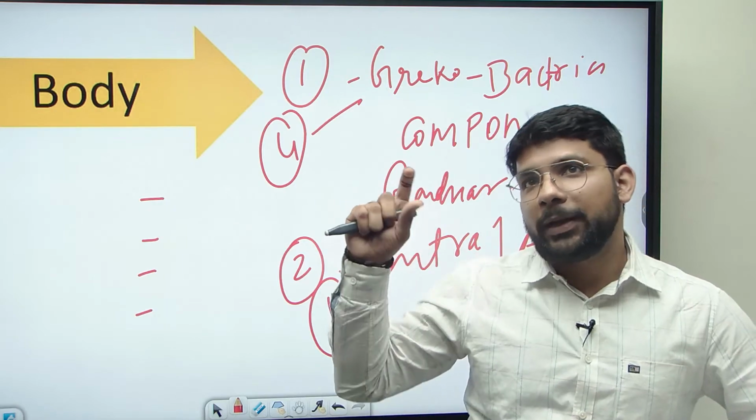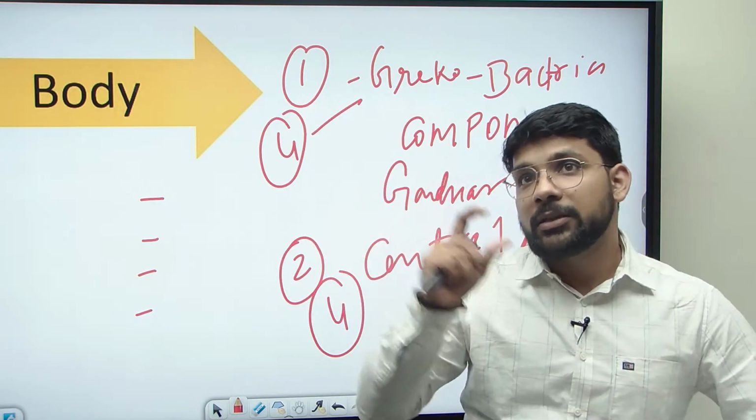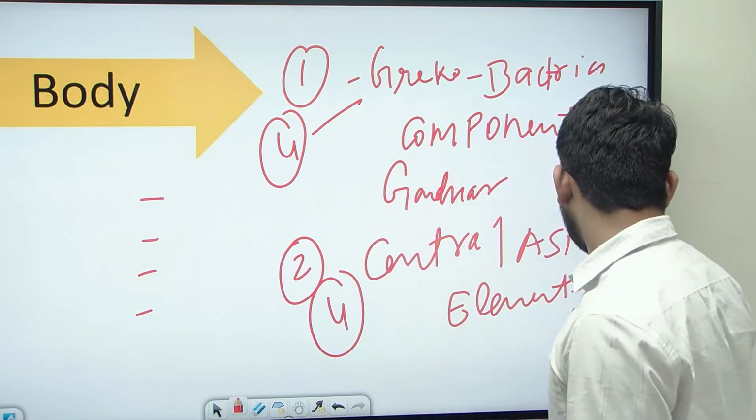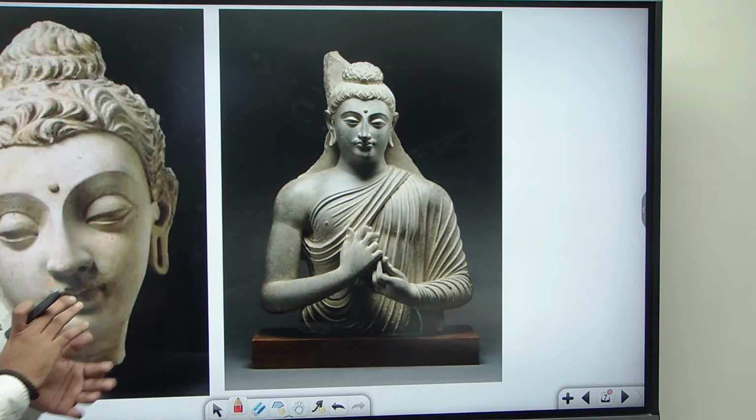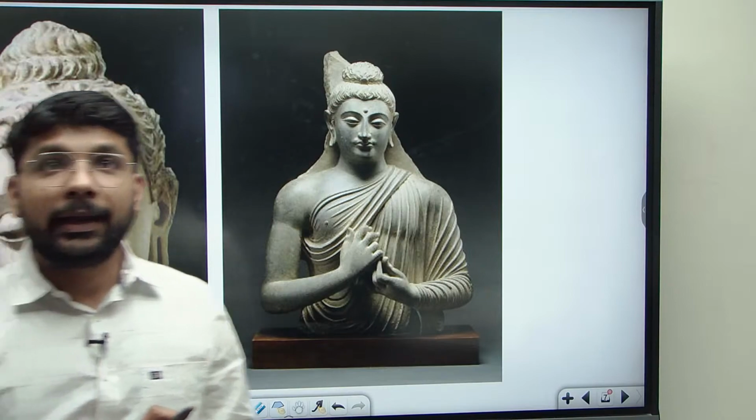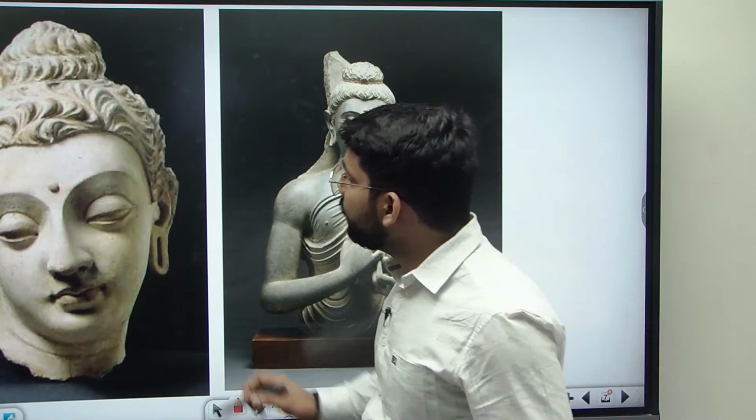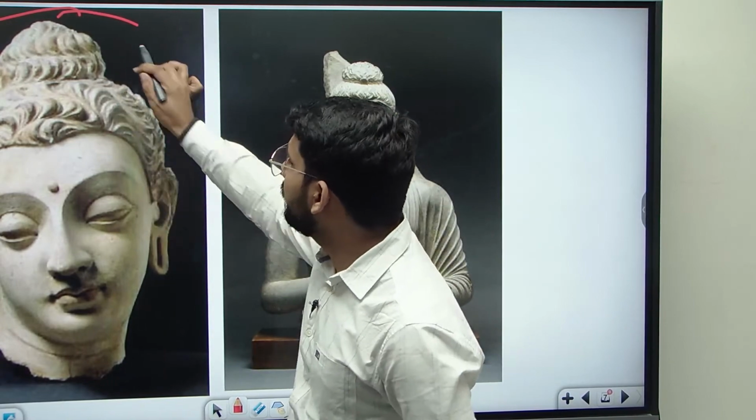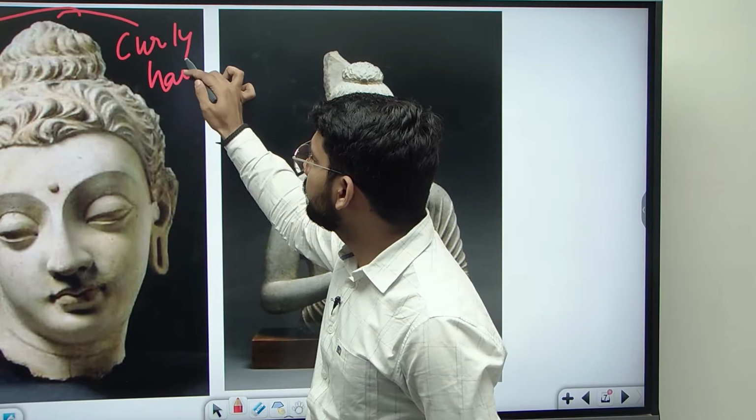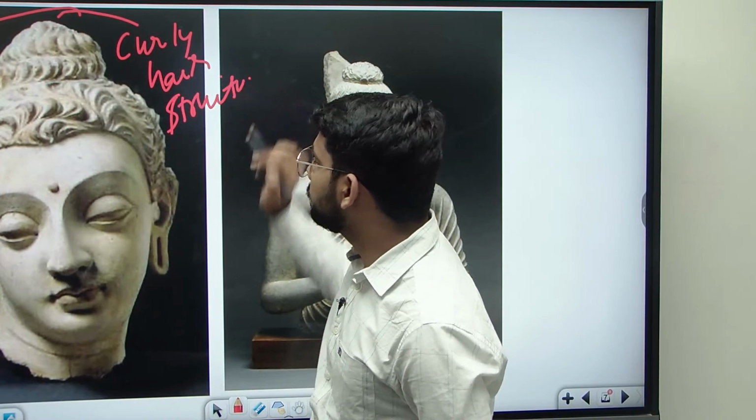Okay, so let's see the pictorial view of the Greco-Bactrian components present in Gandhara art. You can see the Buddha image. This is also in the NCERT. These are specific to Gandhara art. And what are the Greco-Bactrian elements in these images? Let's do it one by one. If you see the structure of the hair, the curly hair structure, that is the Greco-Bactrian element taken in Gandhara art.